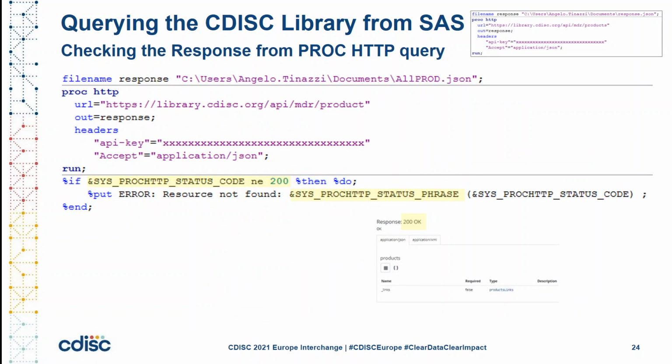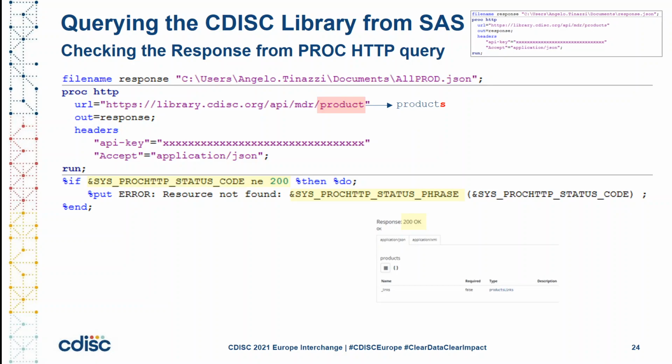After a while, hopefully a little while, we get the response back from the CDISC library server. The first thing we need to check is if our request was valid, and therefore if the CDISC library API was able to handle our request. This can be checked with the automatic variable SYS_PROCHTTP_STATUS_CODE, and for the CDISC library API, all responses correctly executed return the code 200.